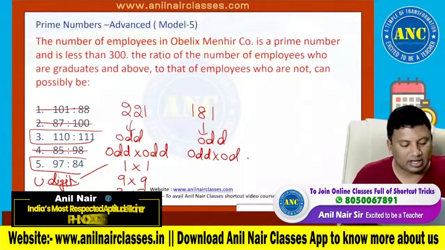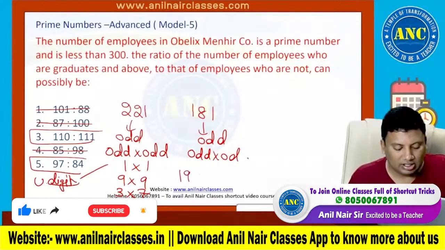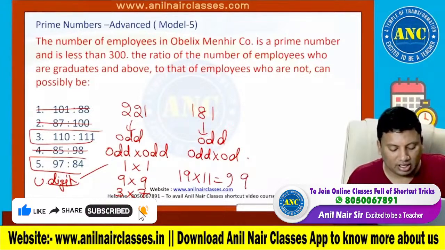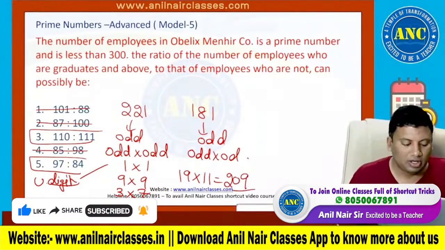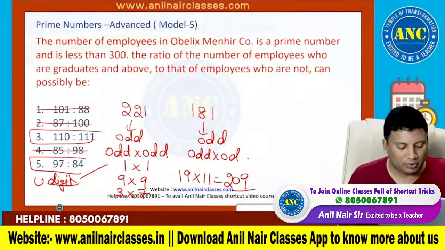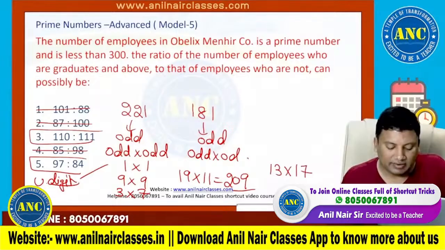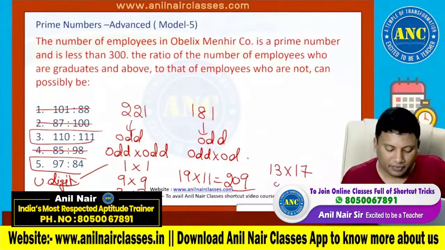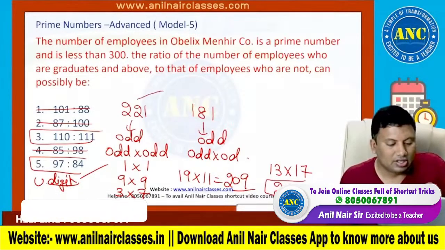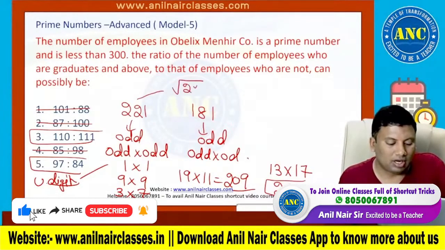Let us take 19 into 11. 11 nines are 99, so it is 209, not 221. So these are not possible. If I take 13 into 17, 17 threes are 51. It is 221. Oh, it is. So this is nothing but root of 221. It is closer to 15.